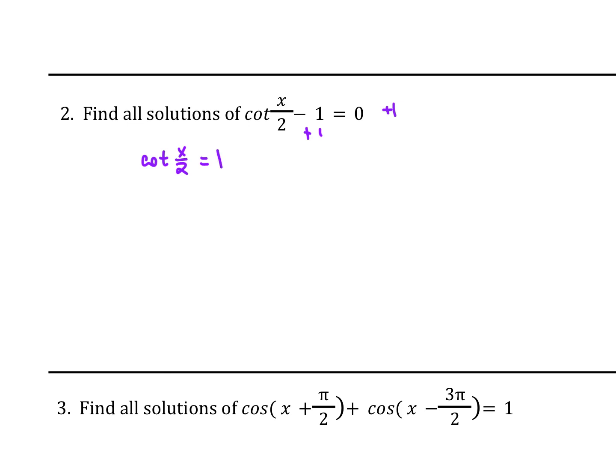Now we could change it to tangent. So we could say tangent, and remember the angle does not change. The angle stays the same, so it's x over 2. We're just taking the reciprocal of 1, and so that's 1 over 1. Therefore, the reciprocal of cotangent is just 1.